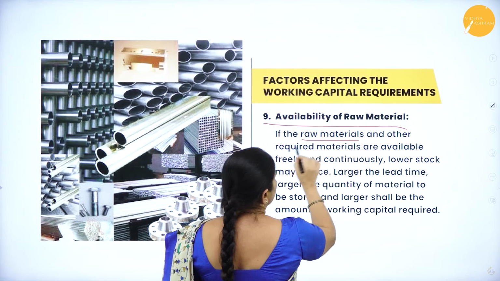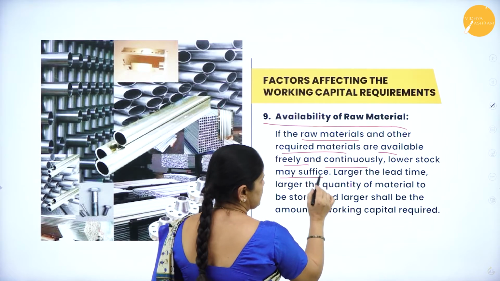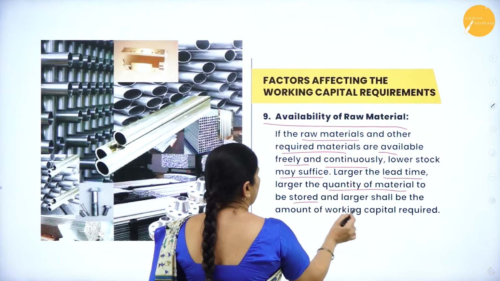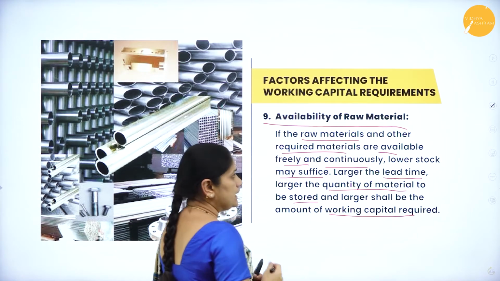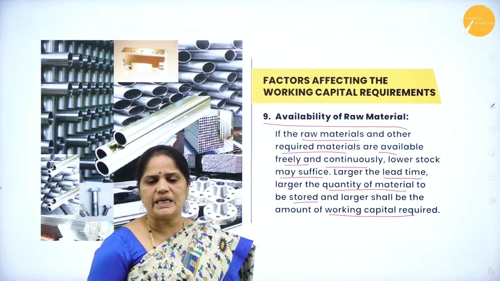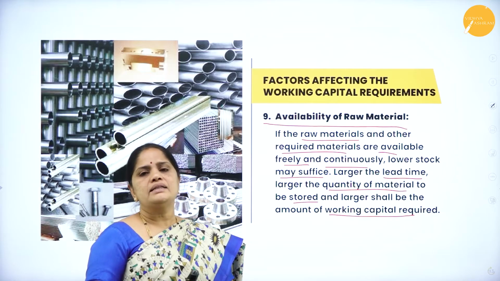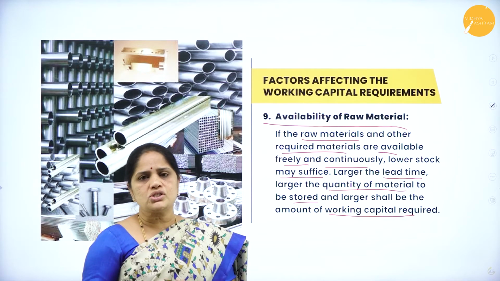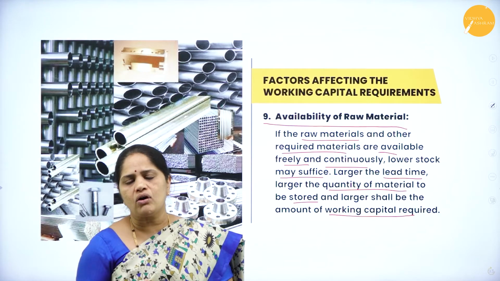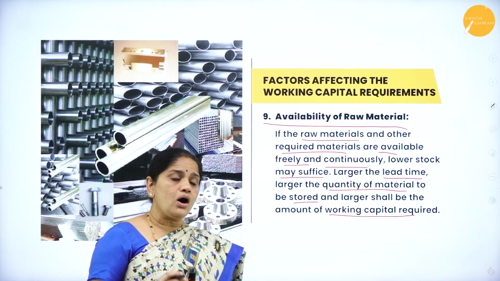Then, the next factor affecting the working capital requirement is availability of raw materials. If the raw materials and other required materials are available freely and continuously, lower stock may suffice. Larger the lead time, larger the quantity of material to be stored, larger shall be the working capital requirement. Now, we should also understand what is the type of raw material which is being used by the company. So, if the raw material is freely available in the market, then the company need not bother to stock it up in the godown. As and when the raw material gets over, it can order fresh supplies and see that the production goes on continuously in the organization.